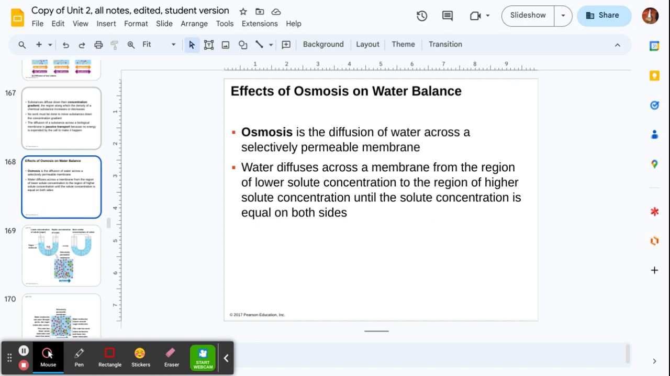Now, oftentimes it is said that water will move from a region of low solute to a region of high solute. So low solute to high solute. Well, we haven't talked about that yet. Solute is the dissolved substance that you find in water. And it could be lots of different things. It could be salt, could be sugar.